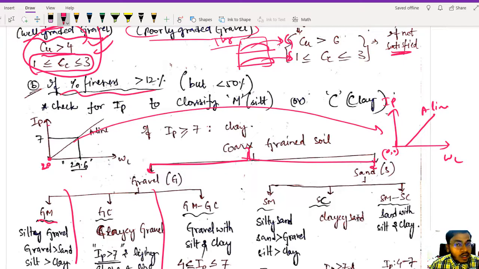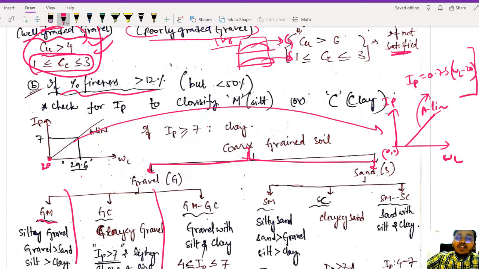IP versus liquid limit, WL, that is liquid limit. As liquid limit is changing, your IP is changing, right? So that is the graph. What is the equation of this line? We have one equation for this line, which is IP is equal to 0.73 (WL minus 20). It is visible on your screen, right? IP is equal to 0.73 (WL minus 20). So that is the equation of this A line. It gives the relationship between your IP and WL.